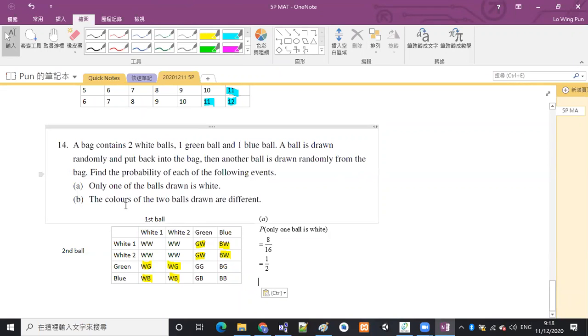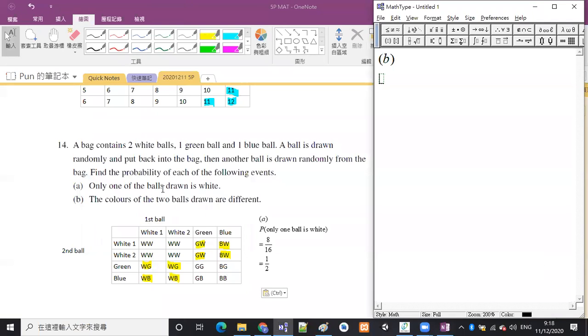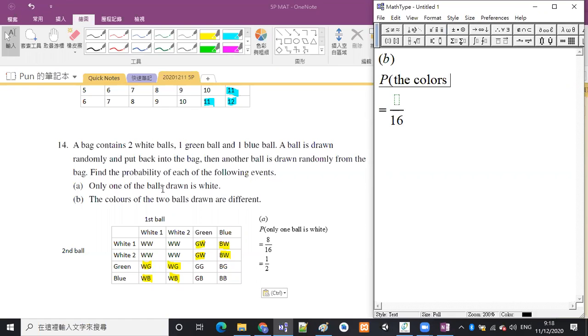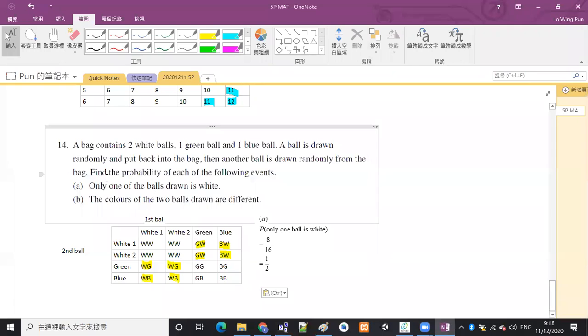And then part B. I want to find the probability. And this is a fraction. Denominator is still the number of possible outcomes, that is 16. And then the requirement this time is that the colors are different. Okay, I want different colors. So WW are having the same color, so no.